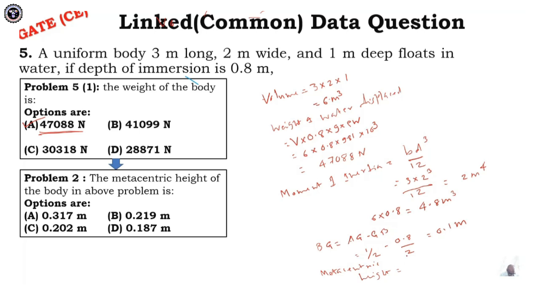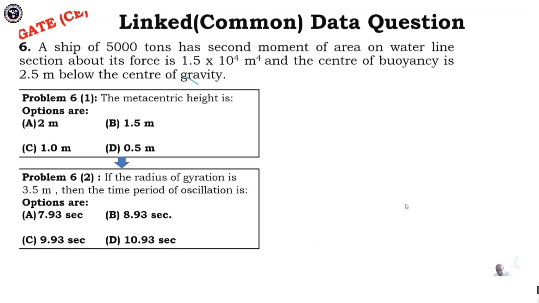Is equal to 2 upon 4.8, I upon V. Okay, that is I upon 1. Moment, yes, correct. So that is 0.317 meter. So option A is the right option. Okay. Now problem number 6.